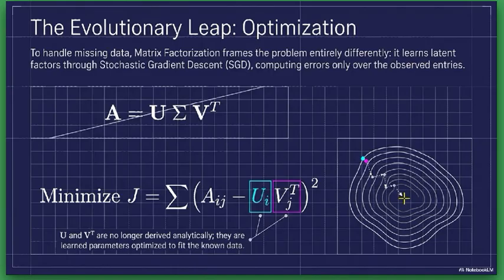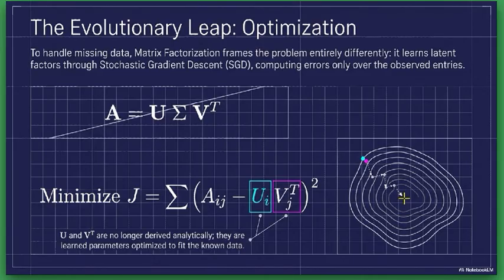Oh, wow. Even though you are only looking at the tiny fraction of movies you did rate, the algorithm uses those known points to continuously step downhill until it finds a set of user vectors and movie vectors that perfectly explain your existing ratings. And once it learns those latent vectors for you and the movies, it just multiplies them together to predict what you would rate the movies you haven't seen. Precisely. It fills in the blanks. That is wild.